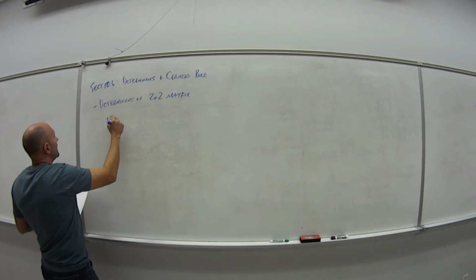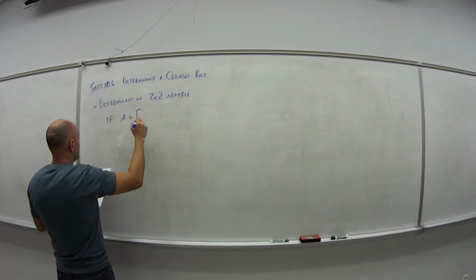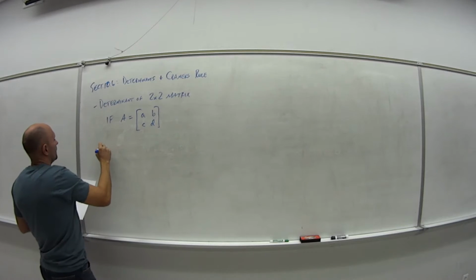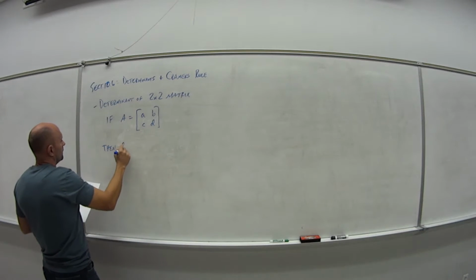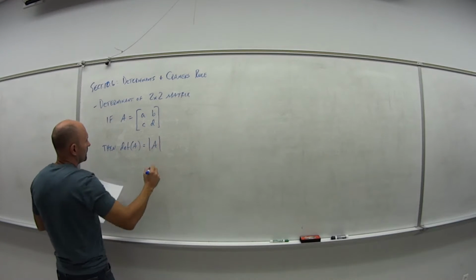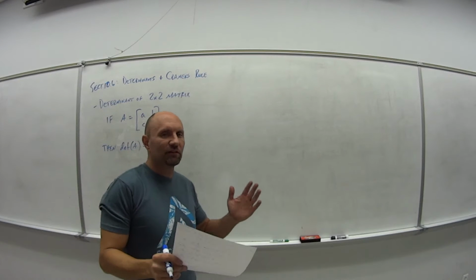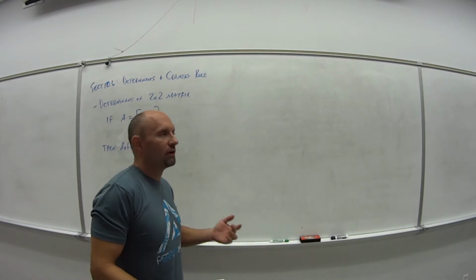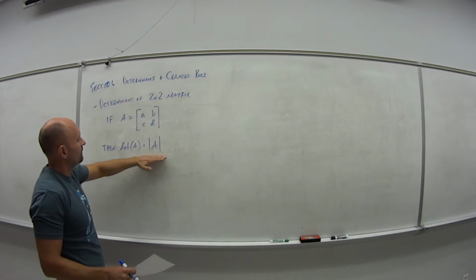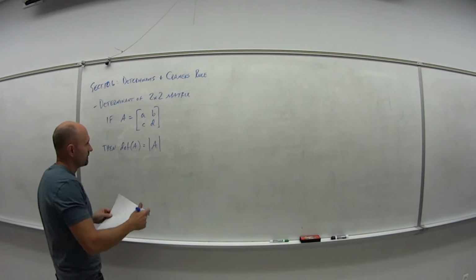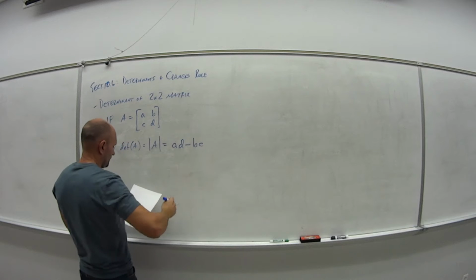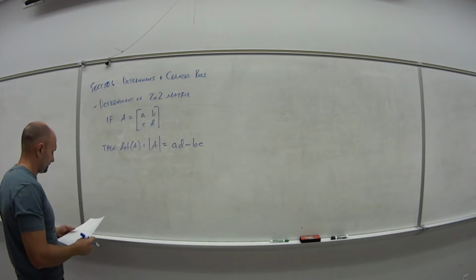So if I have A equal to A, B, C, D, if that's its elements, then the determinant of A, which we also write as the name of the matrix inside what looks like absolute value bars. But if we're talking about matrices, this is no longer the absolute value of A. This is our indication of the determinant of A.